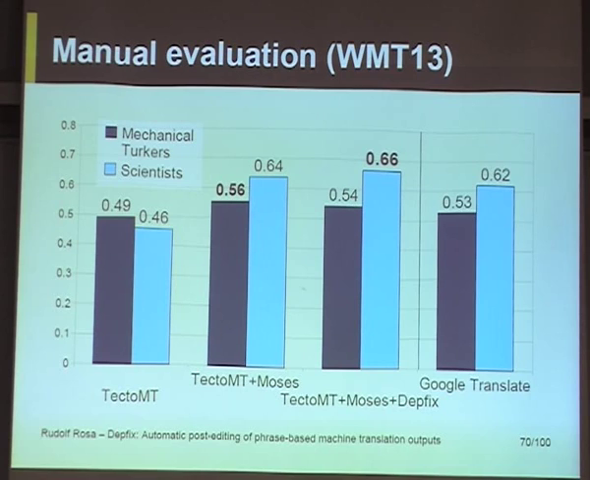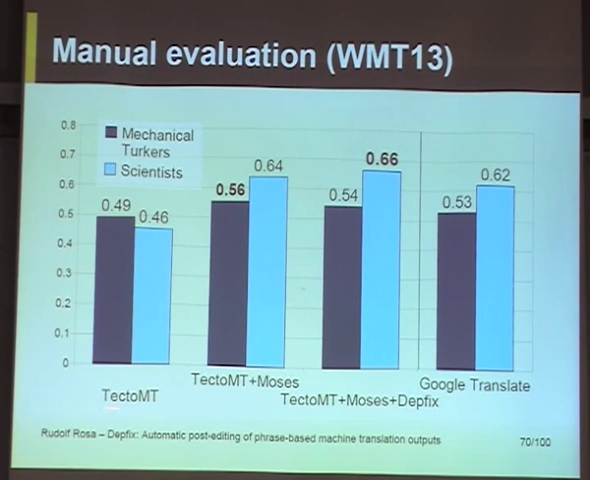Now, this is the nice thing. It's from the WMT13 machine translation competition. It's an evaluation by humans. This darker one is by mechanical Turkers, so people who got some little money for evaluating. And this is by scientists, so by the people who create the systems. So you can decide whether you trust more the scientists or the mechanical Turkers, but the results are quite similar.